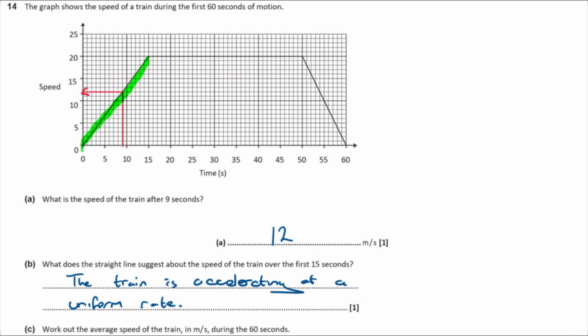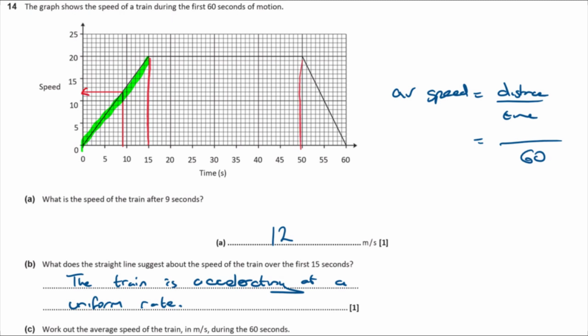Right, well, average speed is total distance travelled divided by total time taken, isn't it? So average speed equals distance travelled divided by time taken. Well, time taken is no problem. We know it's 60 seconds. So I'm going to be dividing by 60. What distance was covered though? Now you probably know that the distance travelled is going to be the area under the speed-time graph. So you can think of it as 2 triangles and a rectangle.